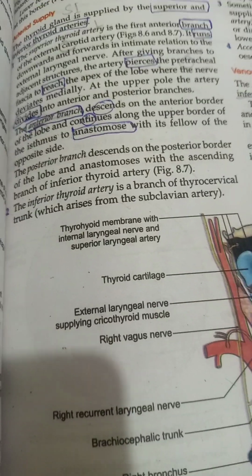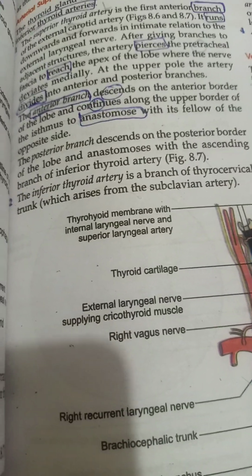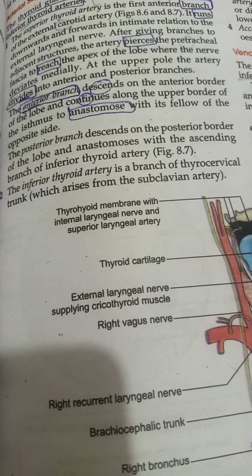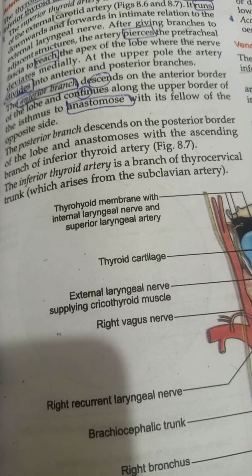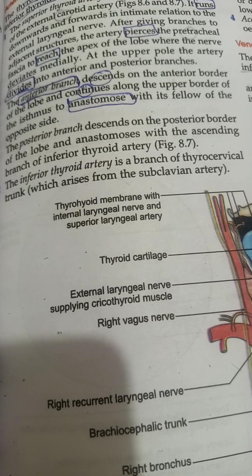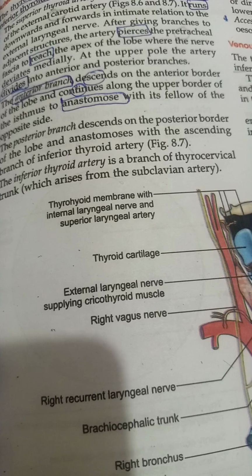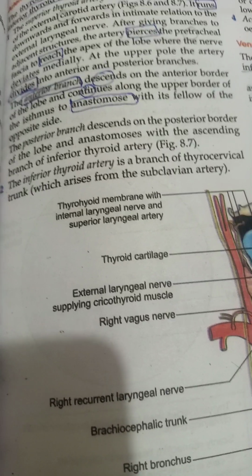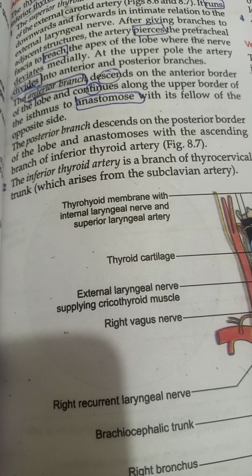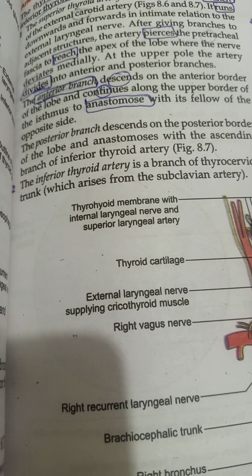Posterior branch descends on the posterior border of the lobe and anastomoses with the ascending branch of the inferior thyroid artery. Posterior branch descend करेगी on the posterior border of the lobe और anastomose करेगी with the ascending branch of the inferior thyroid artery. Posterior branch ये दो चीज़ें करेगी.